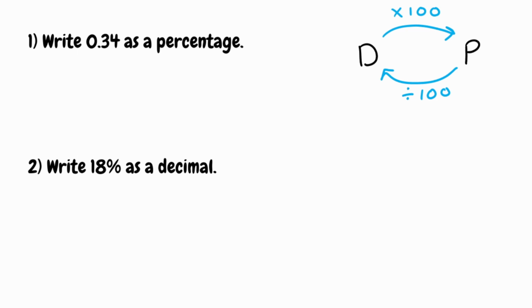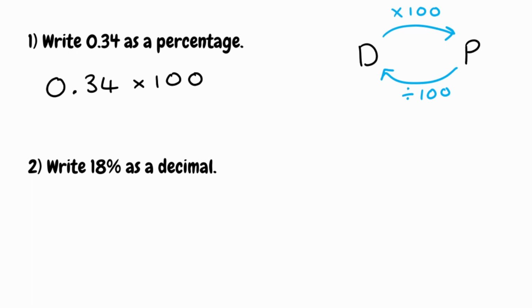So to begin with, we want to write 0.34 as a percentage. Well, if we look at our rule, to get from a decimal to a percentage, we simply have to multiply by 100. So now remembering our rules for multiplying by powers of 10, because we're multiplying by 100, we know that this number is going to get bigger. So we're going to be moving the digits to the left of the decimal place. So because it's 100, we have two zeros. We're going to move our digits in our number 2 places to the left.